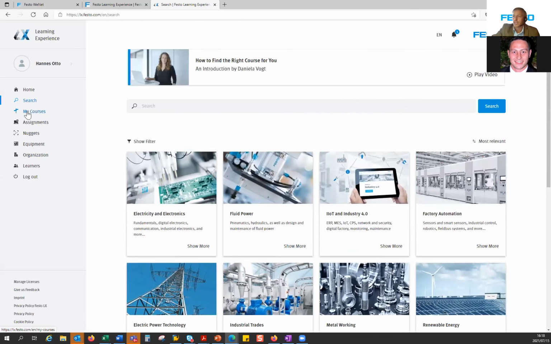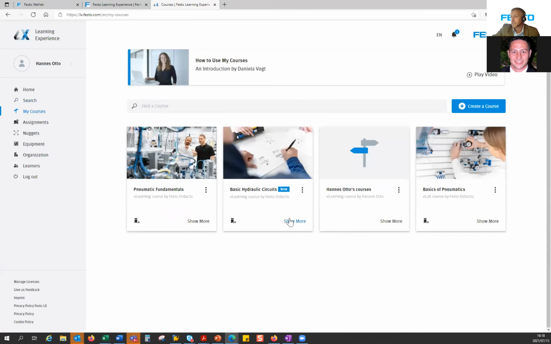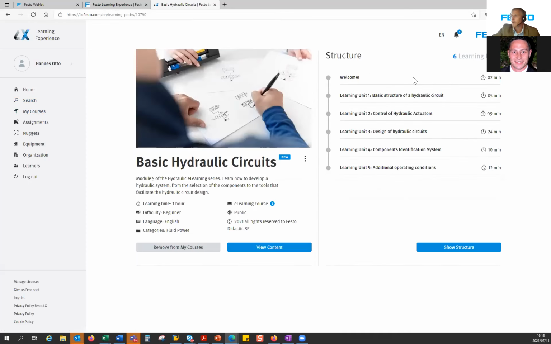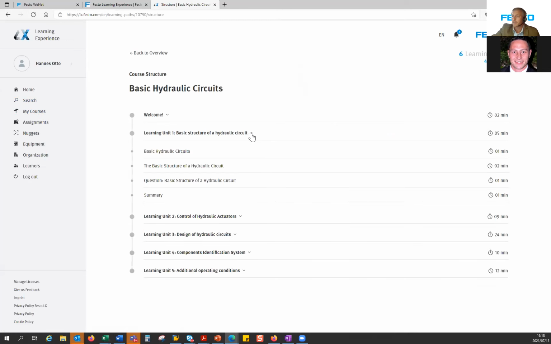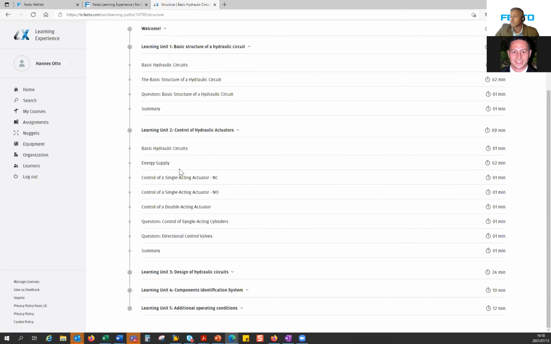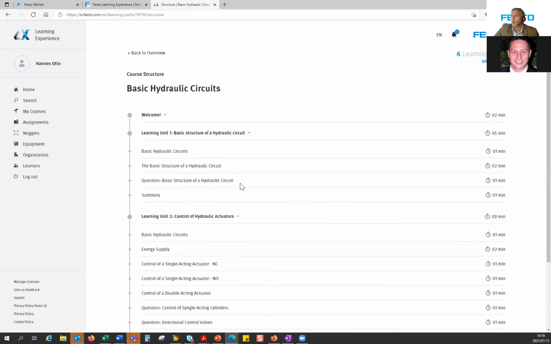I would like to have a look, and let's see if we look at something like basic hydraulic circuits. So there are the learning units: basic structure, control, design, components, additional operating conditions. You will see that the total learning time for this particular course is 1 hour. And if we look at the structure, it's basic hydraulics, basic structure of a hydraulic circuit, the control of hydraulic actuators. There's a single acting actuator, normally closed, single acting, normally open, directional control valves. So this is the structure of all the courses that we have.